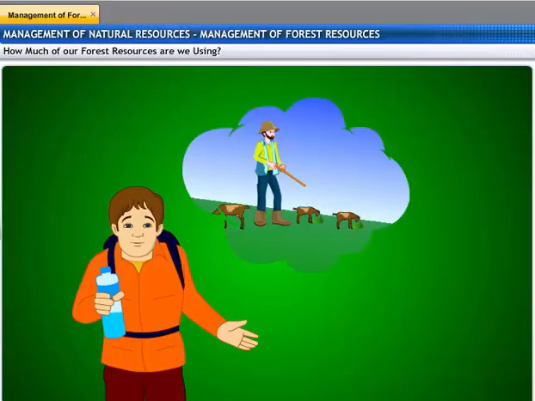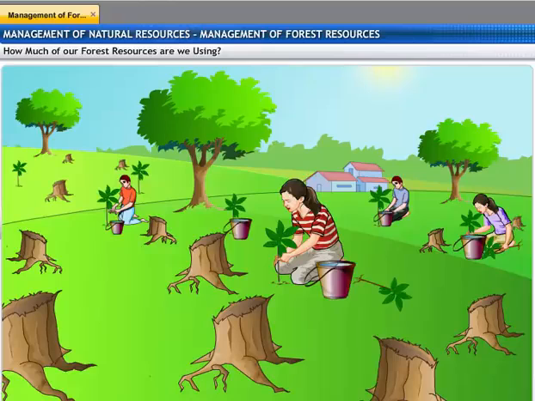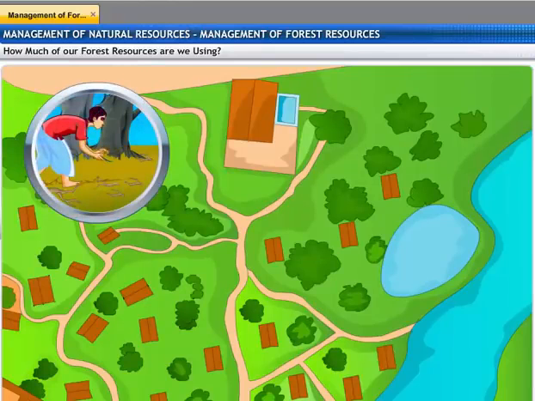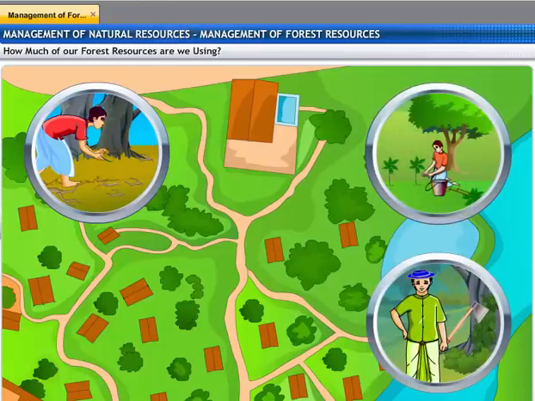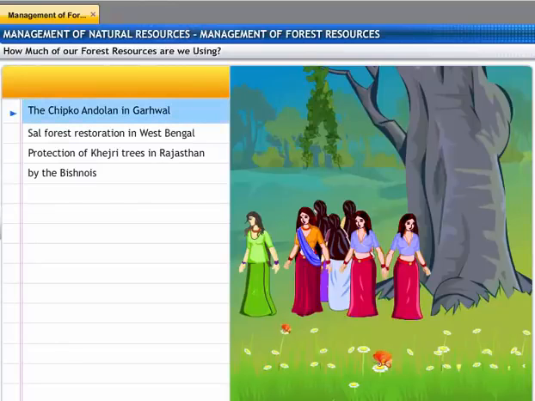Without the animals, the grass would grow so much that new grass wouldn't get a chance to grow. Villagers make the government realize that they are also a really important part of the forest. Villagers' interests lie in conserving the forests rather than destroying them. Let's see few instances of villagers intervening for the conservation of forests. The Chipko Andolan, Hug the Trees movement, was the result of alienation of people from their forests.